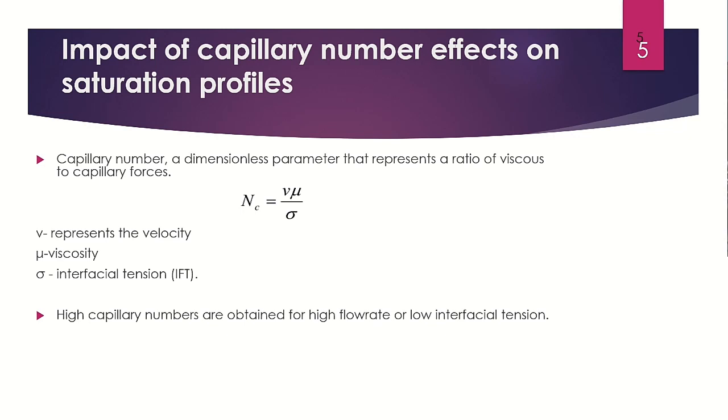What is the impact of the capillary number on the saturation profile of the gas condensate? So what is a capillary number? The capillary number is a dimensionless parameter that represents the ratio of viscous to capillary force. As we see in the formula of the capillary number, V represents the velocity, mu is the viscosity, and sigma is the interfacial tension. High capillary numbers are obtained for high flow rate or low interfacial tension.